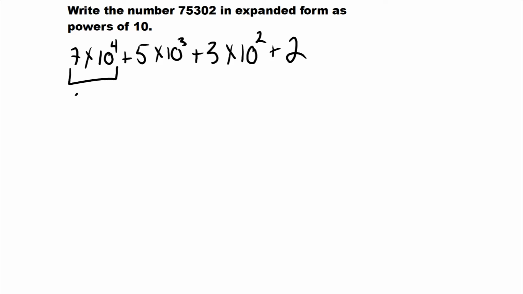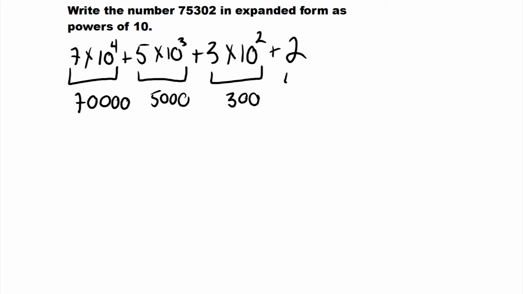So 7 times 10 to the fourth is 70,000, 5 times 10 to the third is 5,000, 3 times 10 squared is 300, and then we just have a 2. And you can see that if we added all those together, we'd end up with 75,302.